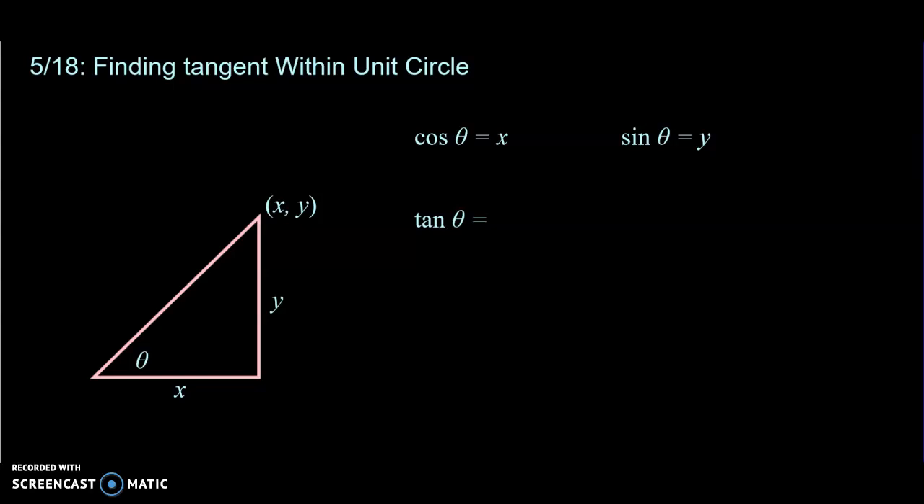Today we're going to be finding tangent within our unit circle. So I have a triangle. If you're able to see it, we have a triangle right here. In terms of my unit circle, my point is x, y.